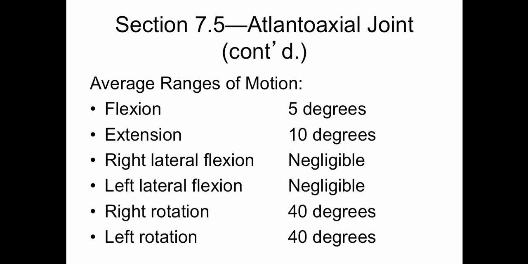The average ranges of motion of the atlas at the atlanto-axial joint, the C1-C2 joint, from an anatomic position are listed on this slide. As we mentioned earlier, the range of motion of the atlanto-axial joint for left and right lateral flexion is negligible. However, the ranges of motion for right and left rotation are significantly large for the atlanto-axial joint.